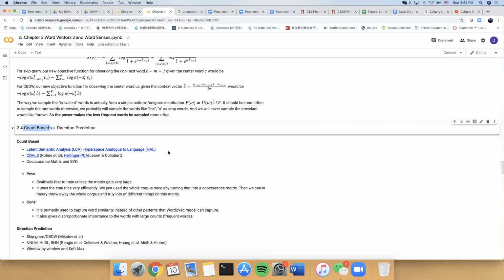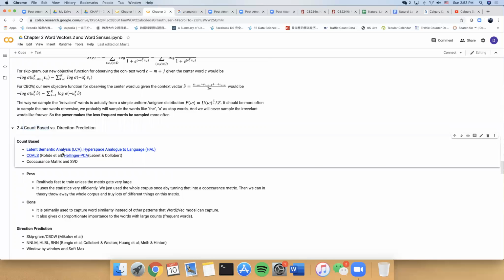Okay. So for this specific model, I'm pretty sure a lot of you may have heard about LSA, latent semantic analysis, or hyperspace analog of language, HAL, or Hellinger PCA. Some of you may have heard about it. It's more like one subversion of PCA, principal component analysis. Those are more like count-based models. It basically is based on the number of times each word shows up in the matrix.